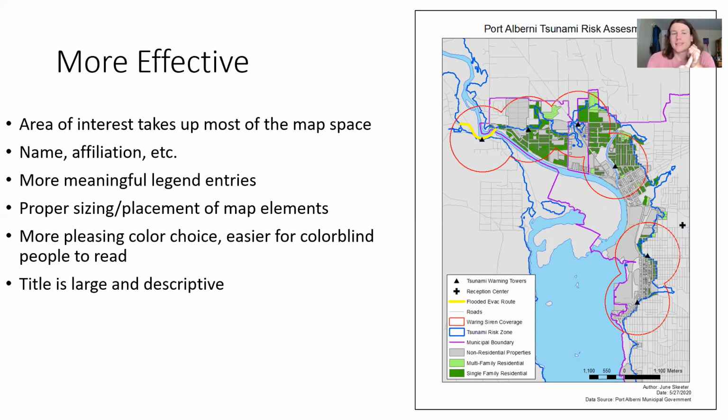So the area of interest makes up most of the map space. It's got name, affiliation, all of that. It's more meaningful. Legend entries, so I didn't put a legend title. I added a border around the legend with a background to make sure that it pops out from the rest of the map to make sure that it's more easily distinguishable. All of the legend entries are meaningful. Everything's in the proper order on both the legend and the map. Proper sizing and placement of map elements. The map is actually focused on the area of interest.